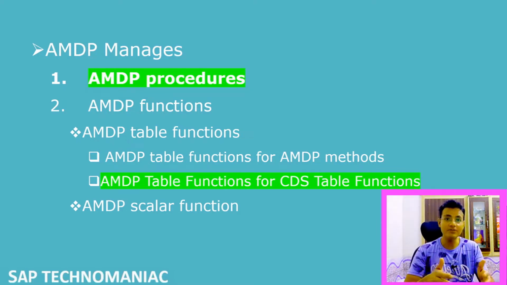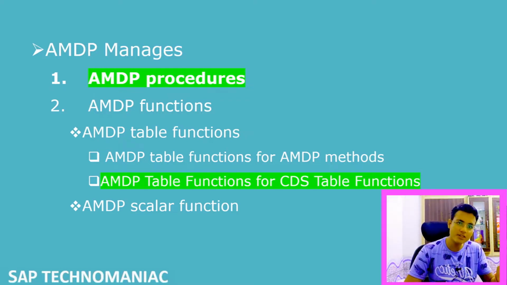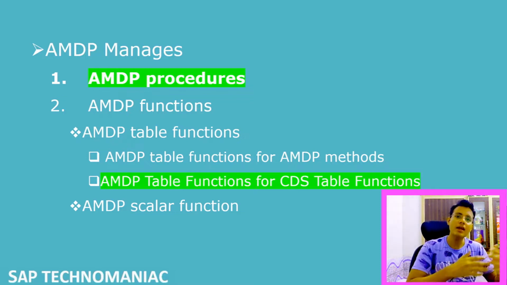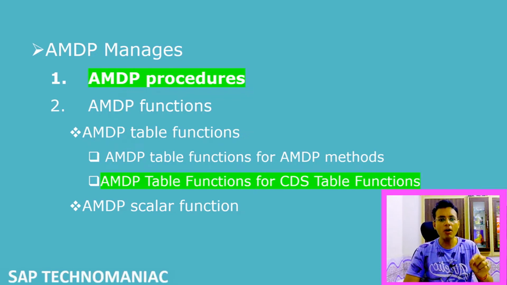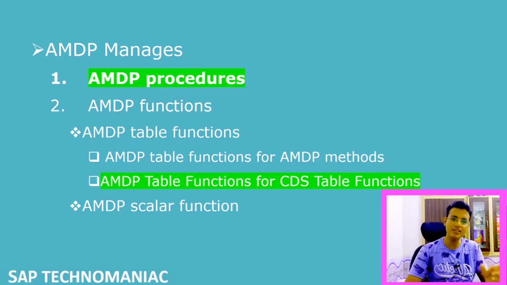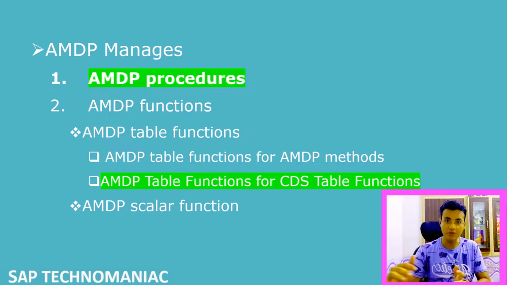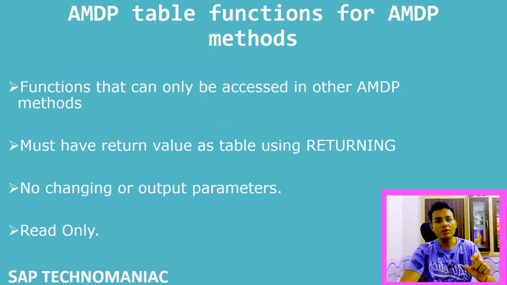AMDP table functions are further categorized in two parts: one which we create for the CDS table functions, and another which we can call inside another AMDP procedure or AMDP function. So today we will talk about the AMDP table functions for AMDP methods, and second we will talk about AMDP scalar functions, because we already discussed AMDP procedures and CDS table functions in my older videos. If you don't know, you can watch those videos. First we will talk about the AMDP table functions for the AMDP method.